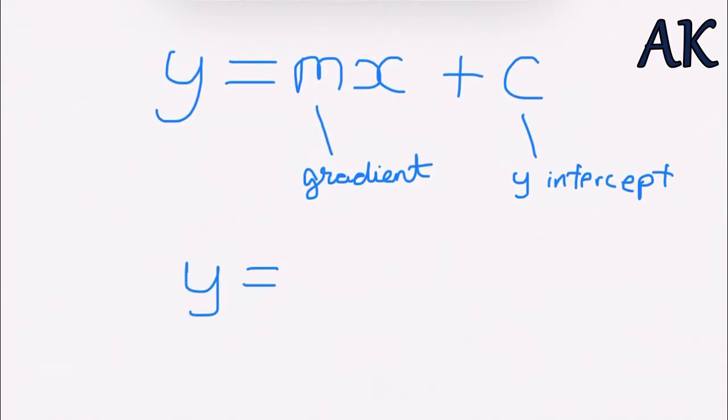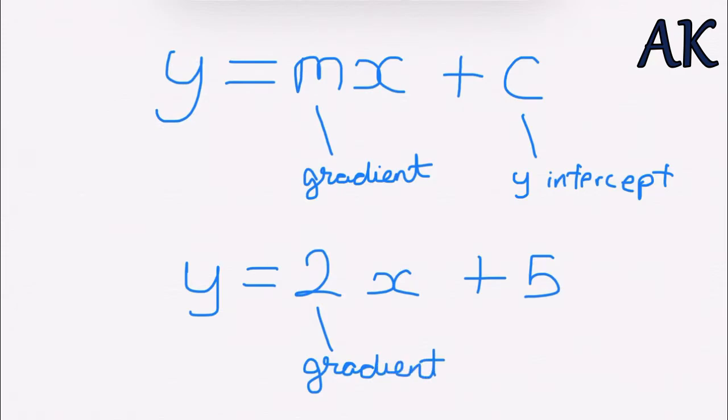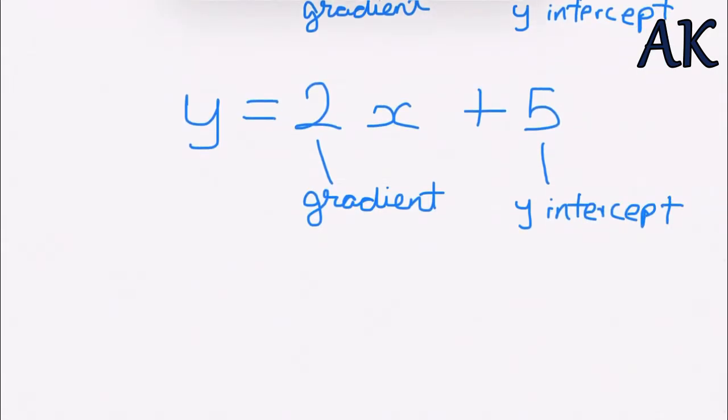So for example, an equation is y equals 2x plus 5. In this, the gradient would be 2 because the number accompanying the x is 2. And the y-intercept would be 5 because that's the integer. Always remember that the number accompanying the x is the gradient and the integer is the y-intercept.